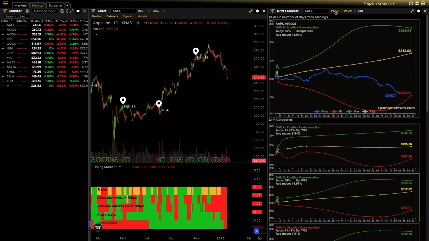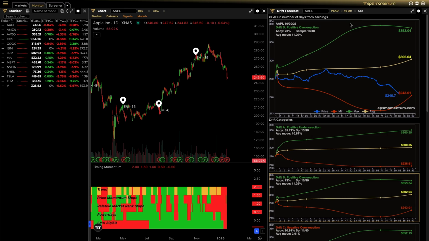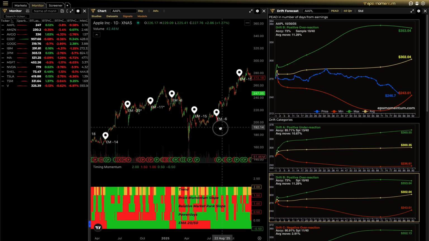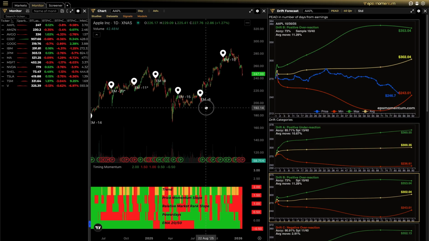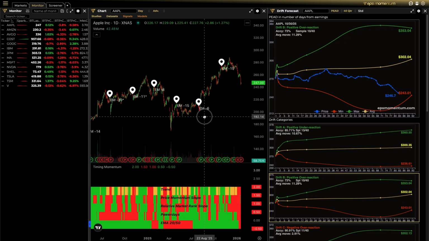To understand drift, we look at a stock's earnings history over time. The tool analyzes either 20 or 40 past quarters, which is about 5 to 10 years of data. For each quarter, it measures the stock's price reaction during the first 24 hours after earnings. That first reaction tells us a lot about how investors process the news.